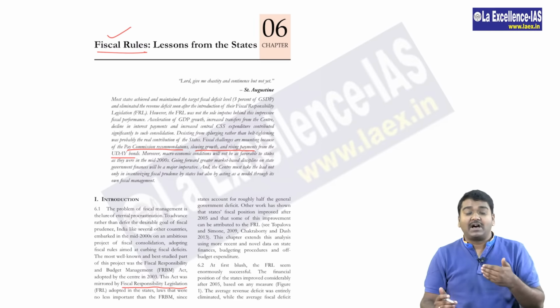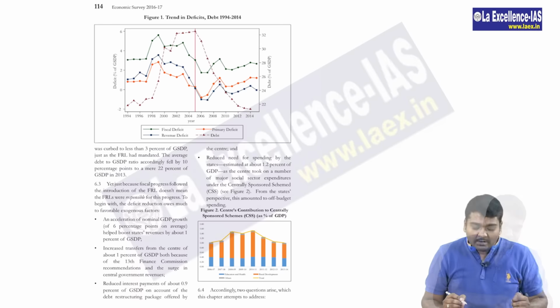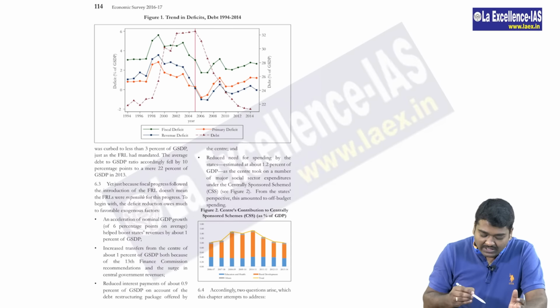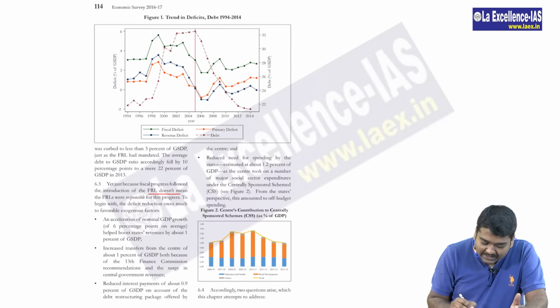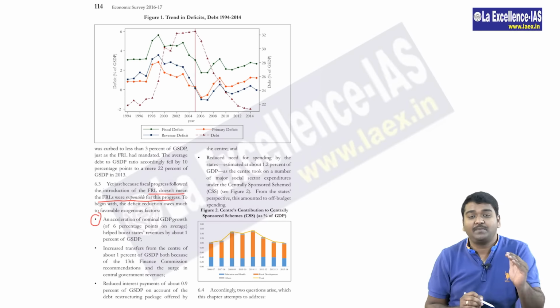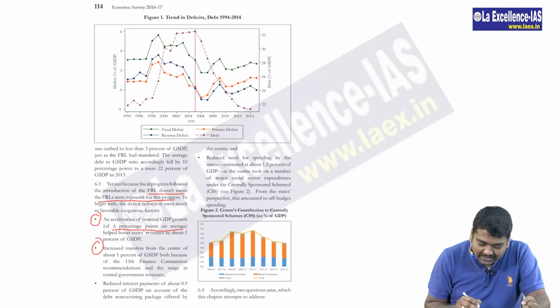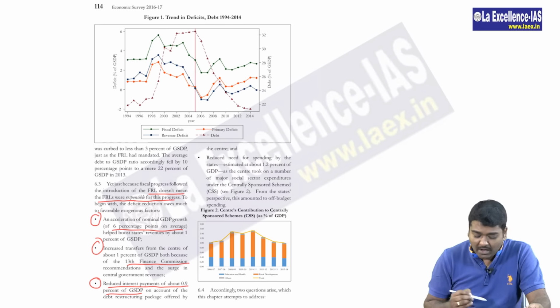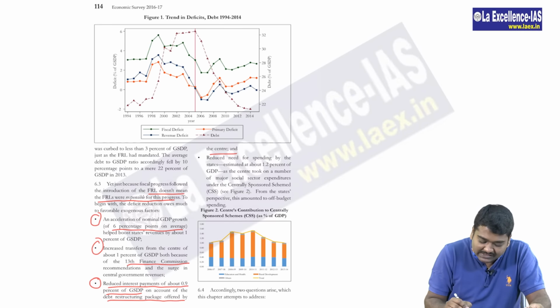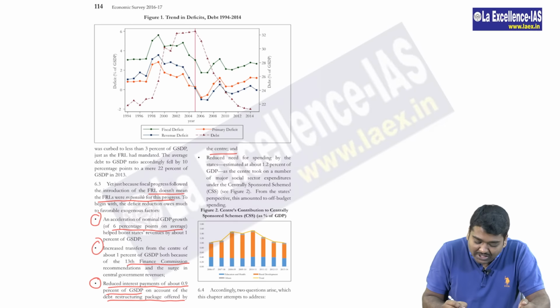I'll show you some points which are required for us from prelims and mains point of view. So in the next page, the economic survey focuses on this: FRL doesn't mean the FRLs were responsible for this progress, but along with this, there were other things as well. What are they? One, GDP growth was more. Nominal GDP growth was almost above 6%. So because of that, states also benefited. Then increased transfer from the center to the states from the 13th Finance Commission. Then reduced interest payments of about 0.9% of the GSDP because of the debt restructuring package offered by the center. And then they also talk about reduced need for spending by the states, estimated at about 1.2% of the GDP.